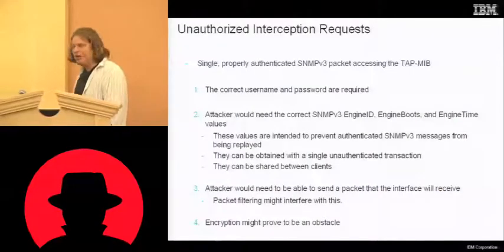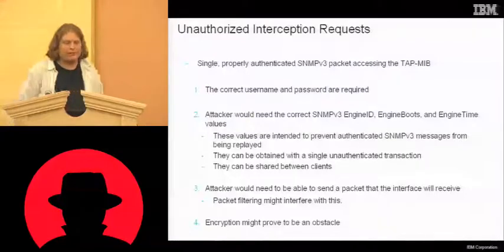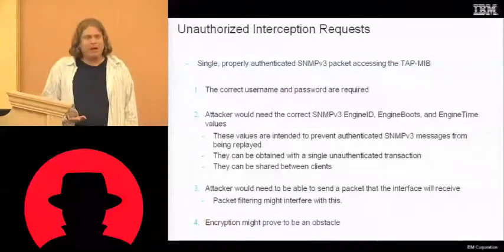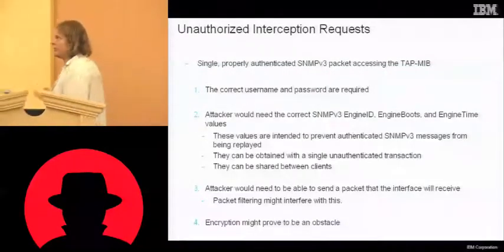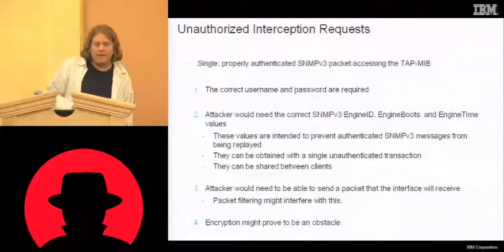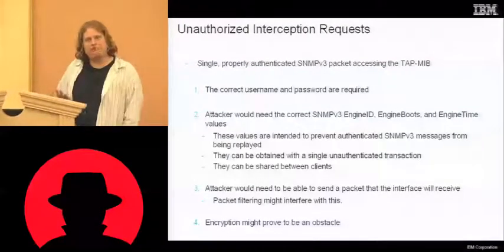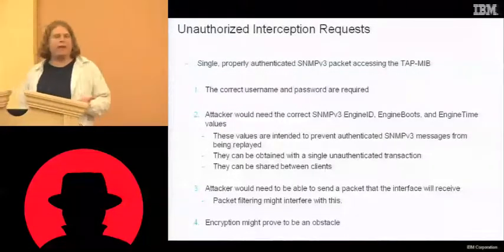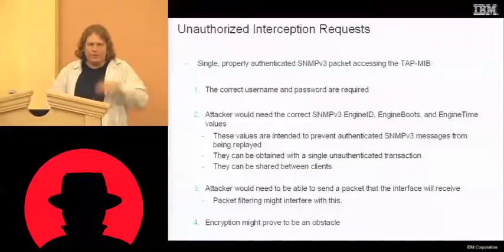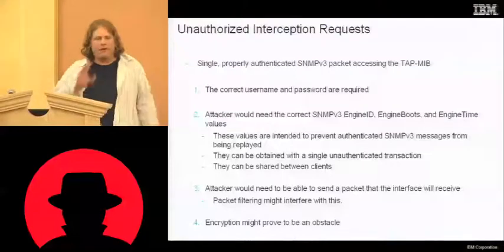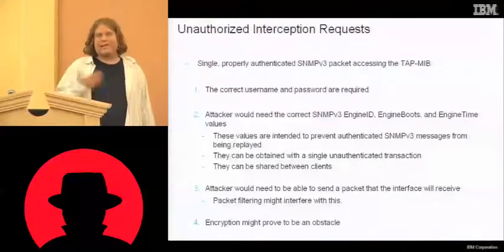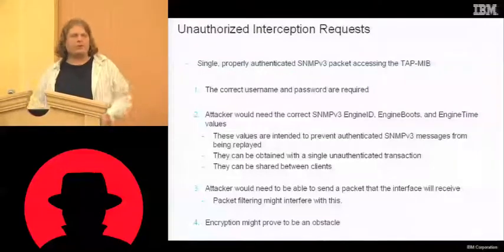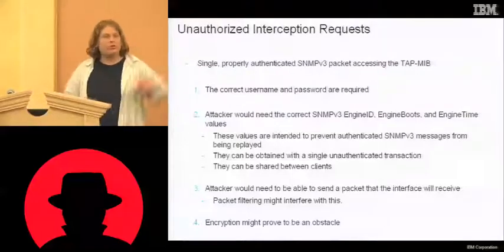So how do we do that? What we're going to need to do is send an unauthorized interception request. It's a single, properly authenticated SNMP v3 packet, which accesses this tap MIB, which, as I told you before, is available online. You need to know the correct username and password for the interface. You also have to know the SNMP v3 engine ID, engine boots, and engine time values. Those values are designed to prevent replay of SNMP v3 transactions, and they are readily available from the router if you're allowed to transact SNMP with it. So it will tell anyone what those values are because they're not supposed to be secret, and you can share them between hosts. So if you know them, you can tell someone else and they can use them.